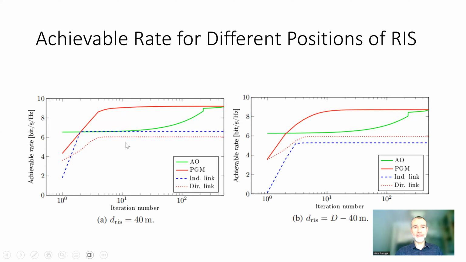So apart from this much faster convergence with the projected gradient method, we can also see that the gain is there with using the ORS. For example, we're getting 6 bits per second per hertz with the direct link only, that is without the ORS, and this is boosted to over 9 bits per second per hertz using the ORS. This is, of course, when the ORS is close to the transmitter. If we place the ORS close to the receiver, we get a very similar story. The same kind of conclusions apply.